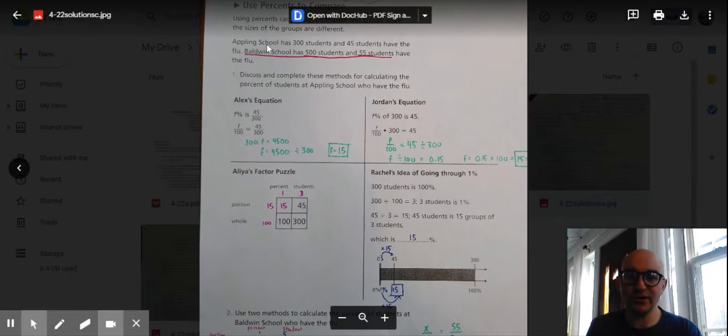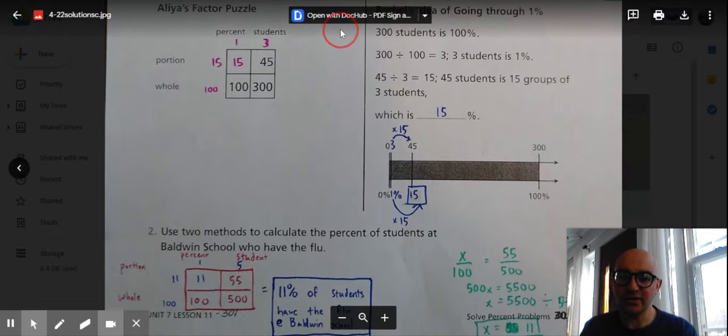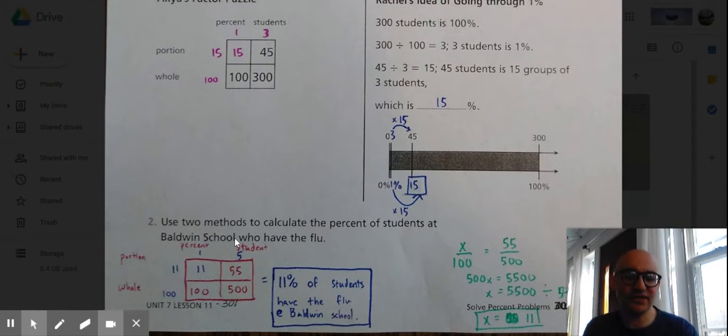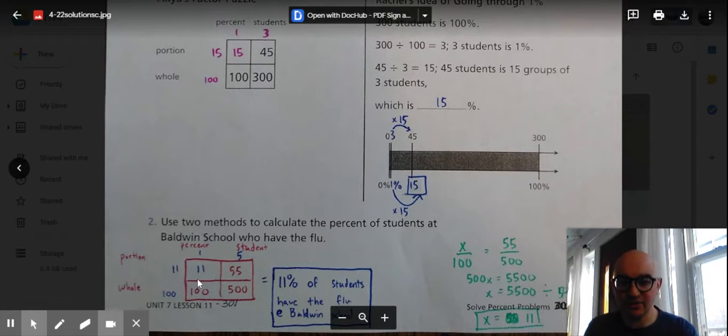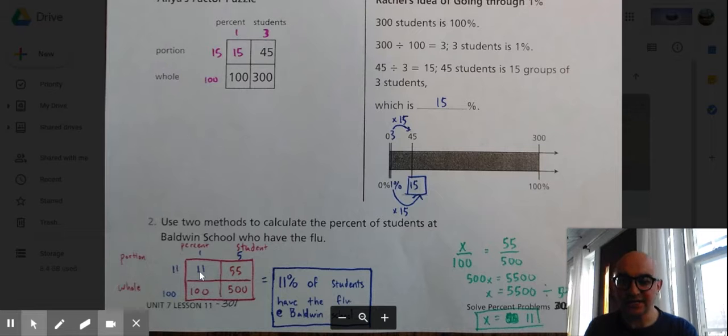The way we do that is we take this information, I've underlined it in red here. It says Baldwin has 500 students and 55 of them have the flu. So we go down to problem number 2 and we use 2 different methods. Your methods don't have to be the same as mine, of course. I just chose a factor puzzle here for the first one, found that 55 is 11% of 500, so 11% of the students at Baldwin have the flu.